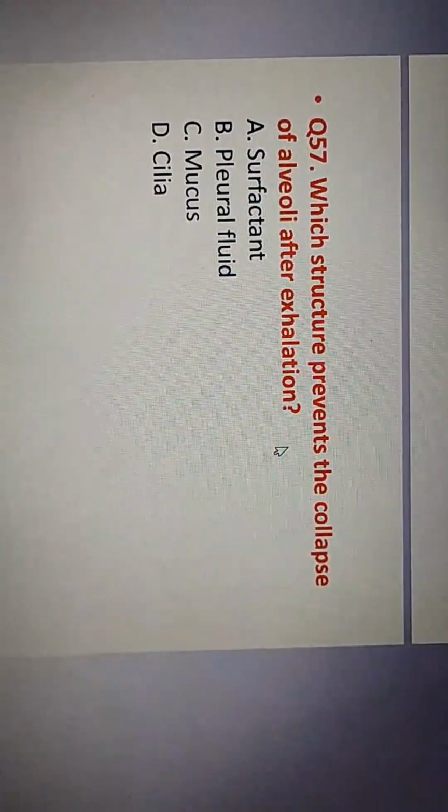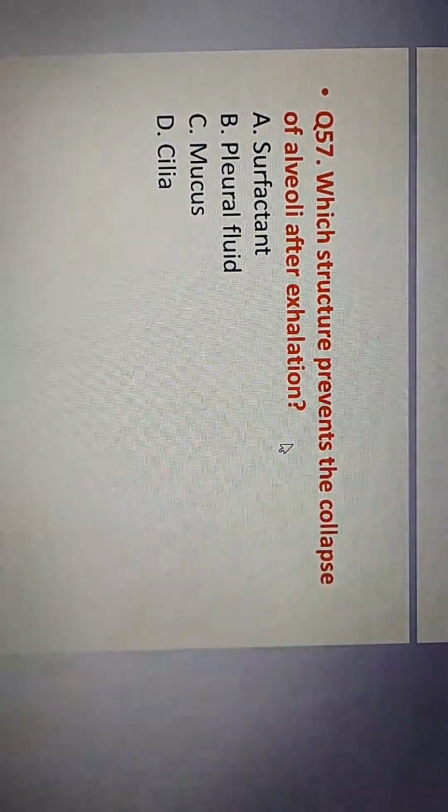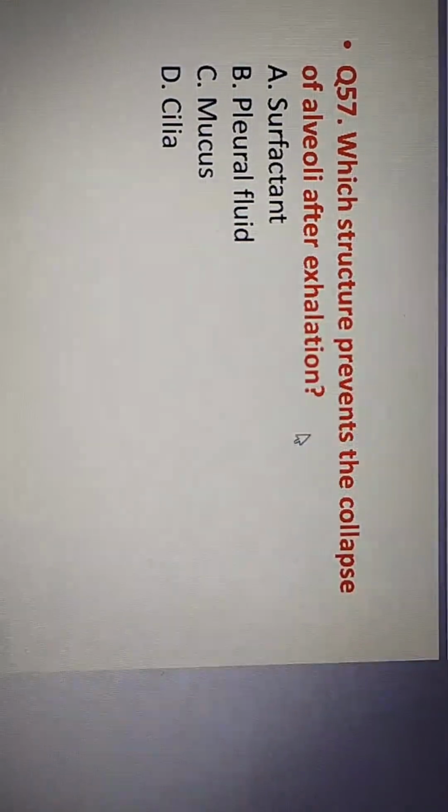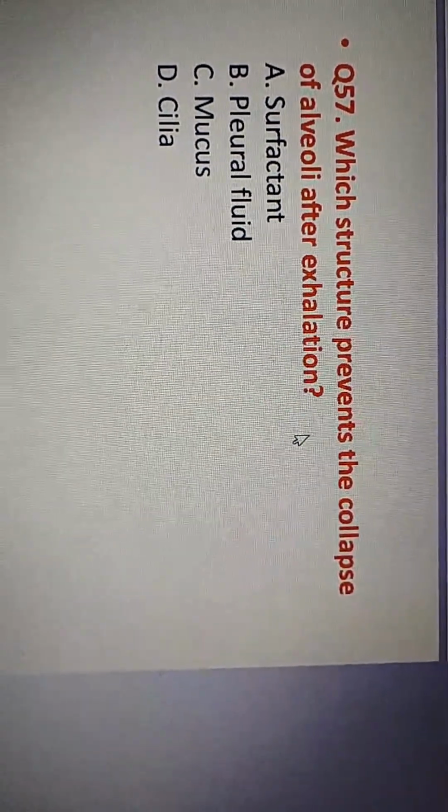The next question. Which structure prevents the collapse of alveoli after exhalation? Option A, surfactant. Option B, pleural fluid. Option C, mucus. Option D, cilia.